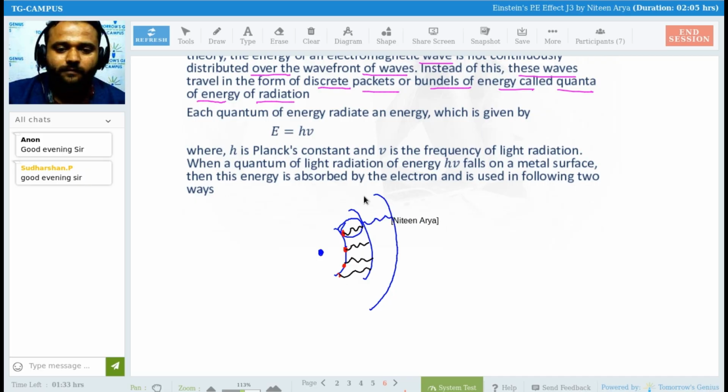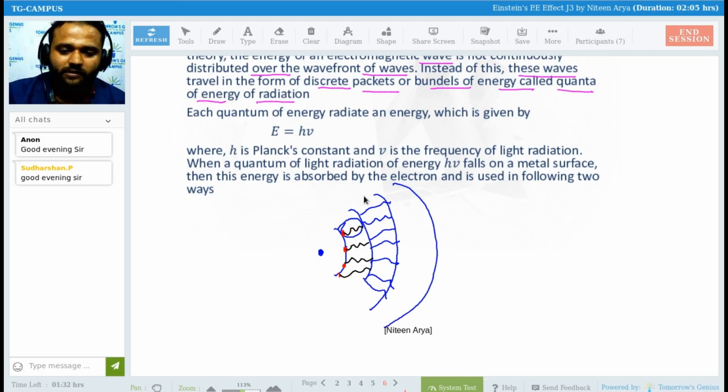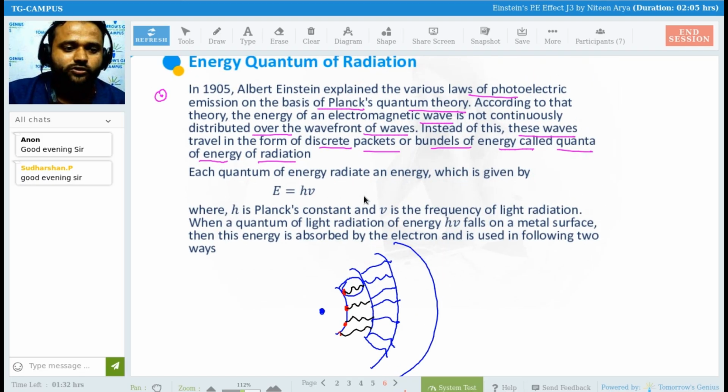Then we have the next wavefront, and then the same thing. It is going to create more, and then even more. Then we have the next wavefront, something like this. Okay, this we understood in the previous chapter. Instead of that, what happens in reality is that the packets are distributed. And these packets are known as quanta of energy.